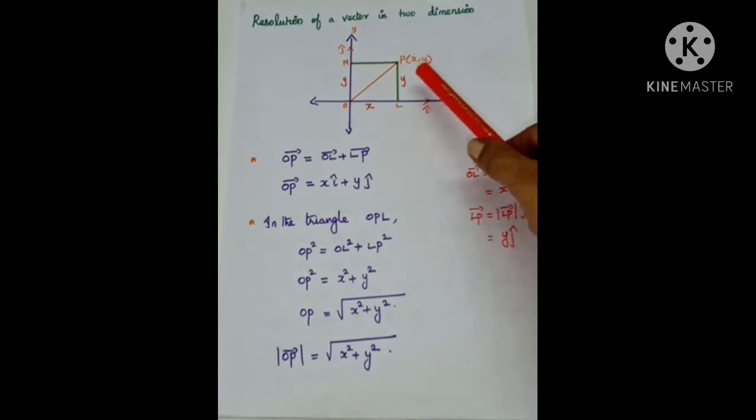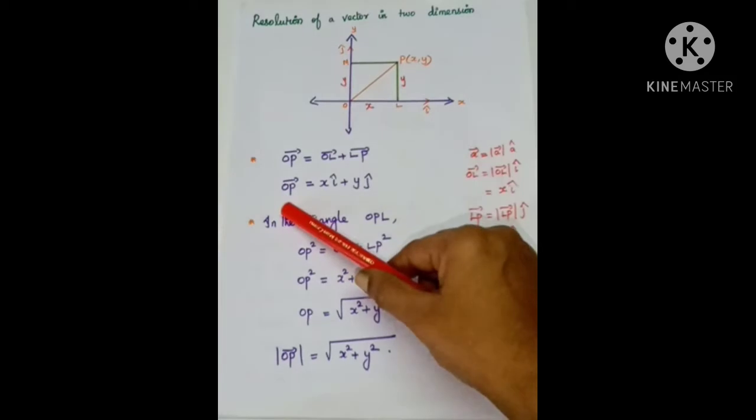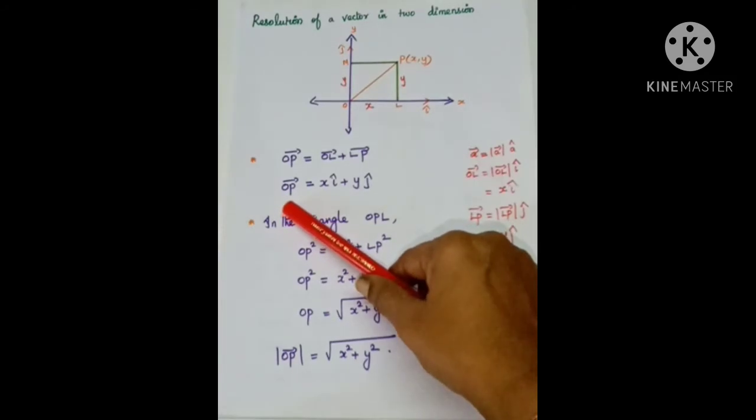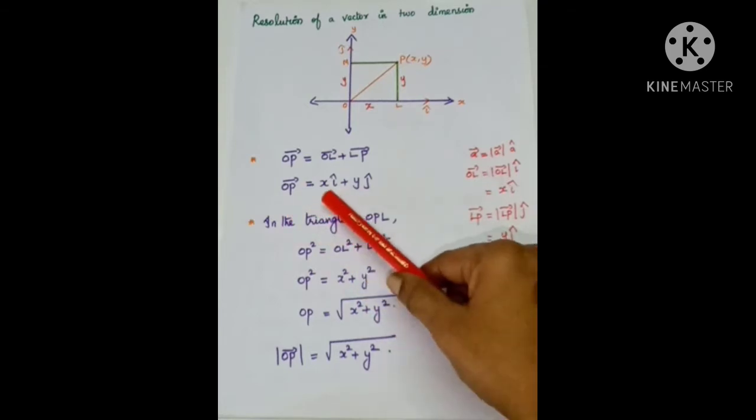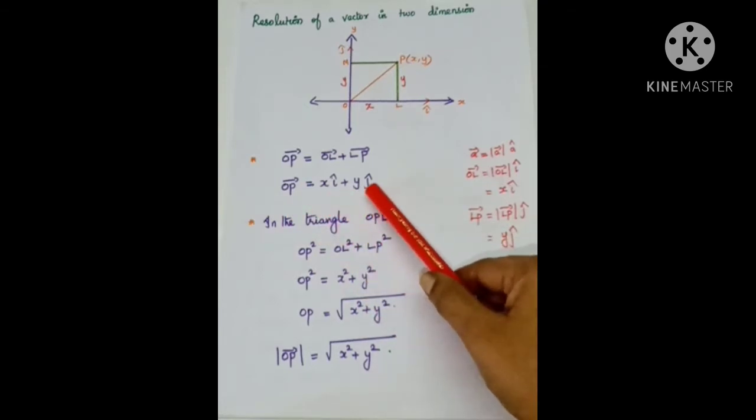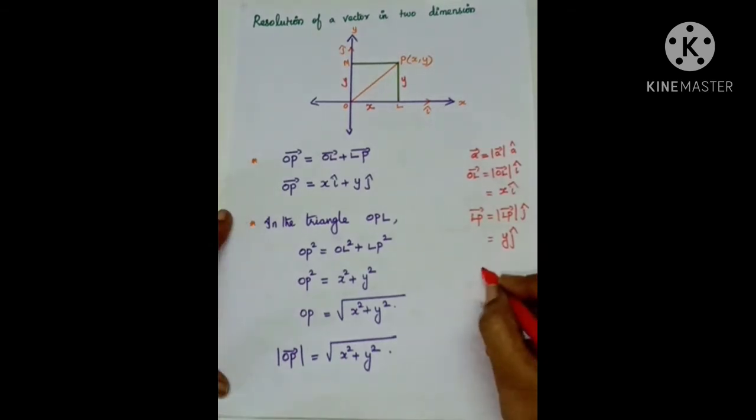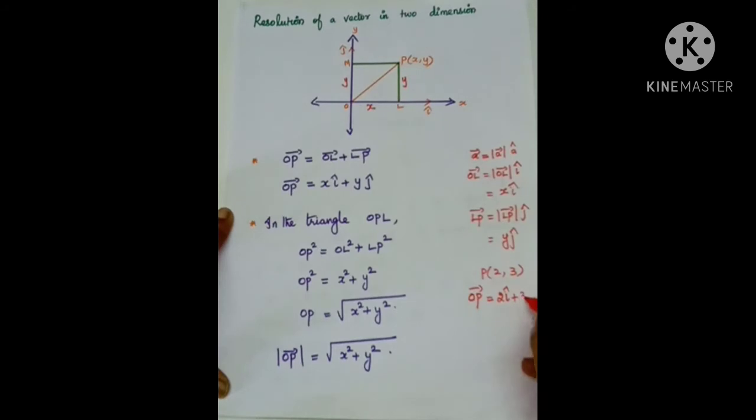You see that if you consider the point whose coordinate is x comma y in the plane, you can write OP vector, the position vector of the point, as x i cap plus y j cap. For example, if P has the coordinate 2, 3, you can write OP vector, that is the position vector of this point, as 2 i cap plus 3 j cap. So if you have the point with the coordinates, you can write the position vector of the point.